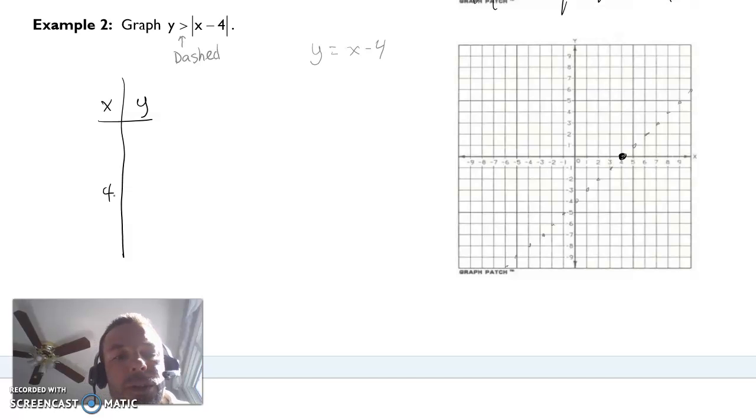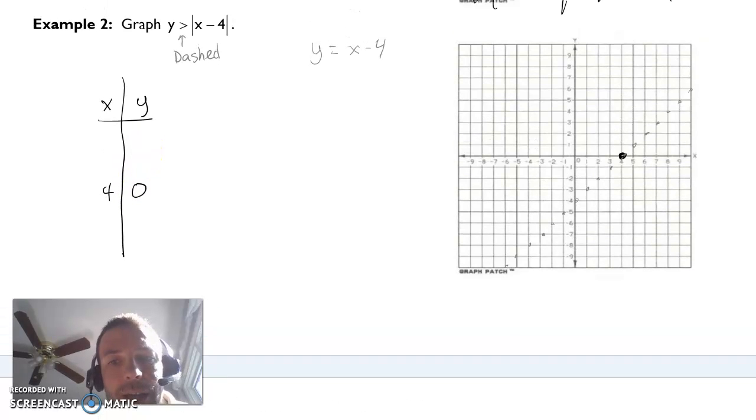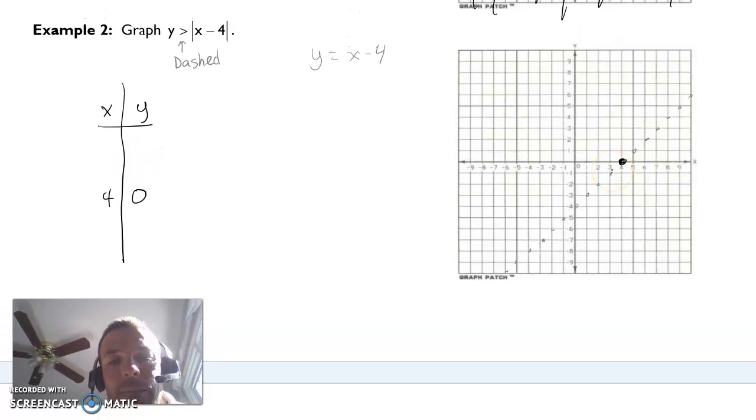So if I put 4 in the middle, 4 minus 4 is 0. Absolute value of 0 is 0. That makes sense. That point is on my line. And if I go to a positive 5, 5 minus 4 is 1, absolute value of that is 1. I'm still good. Okay. But what if I went backwards to 3?